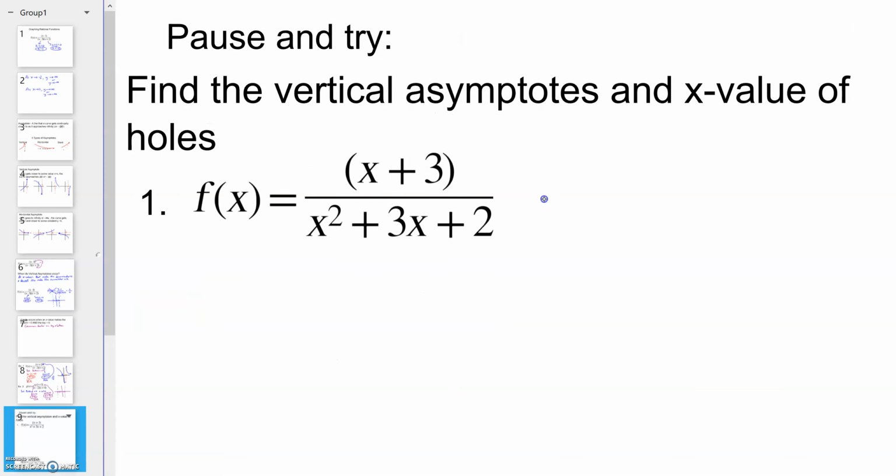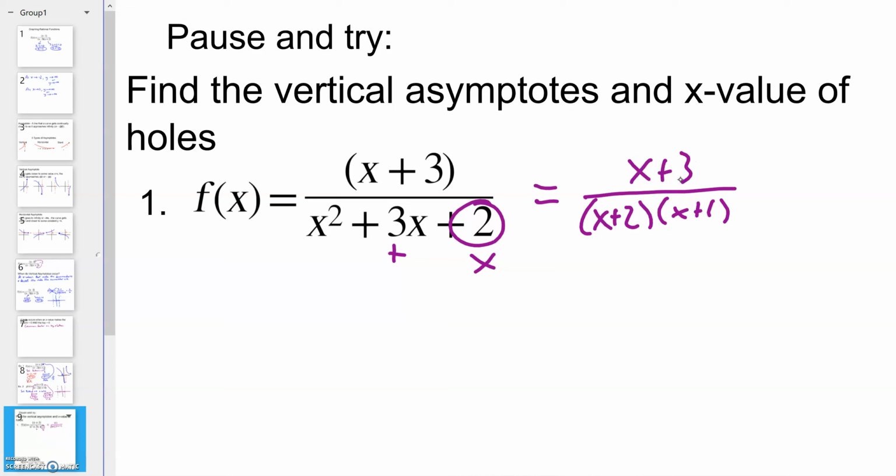Okay, so the first things first, we want to look at what would factor on the bottom. So what multiplies to be 2 and adds to be 3, that would be x plus 2 and x plus 1. All right, so once I have it factored, the problem becomes easy. I'm going to set each factor on the bottom equal to 0. So I write x plus 2 equals 0, which gives me negative 2. And I'm going to write x plus 1 equals 0, which gives me negative 1.